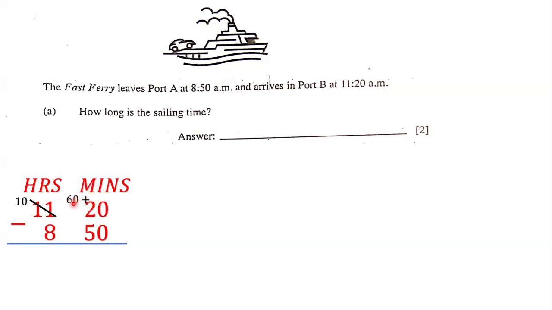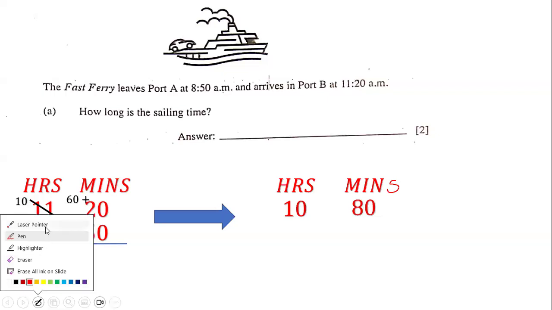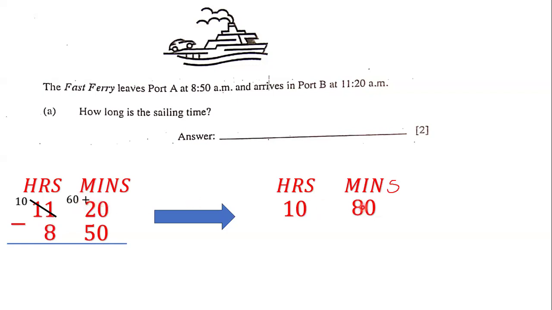And so we have 60 plus 20. And so on the hour side, we are left with 10 hours, and on the minute side, we have 60 plus 20. And so let's write that here. On the hour side we have 10, and on the minute side we actually have 80. And so this is actually supposed to be minutes with an S. All right, so on the minute side, we have 80, and the reason why we have 80 is because it's 60 plus 20. And so we have 10 hours and 80 minutes.